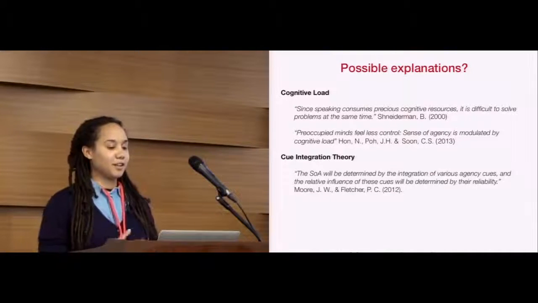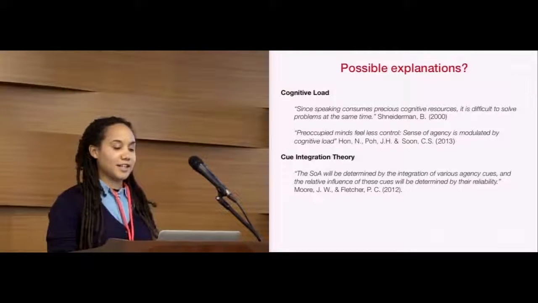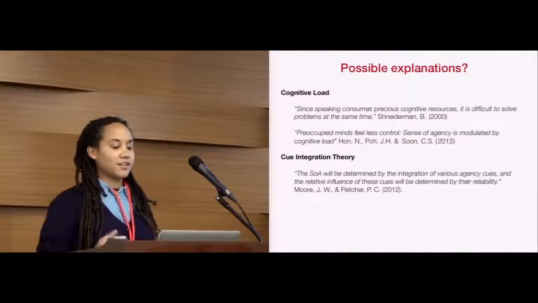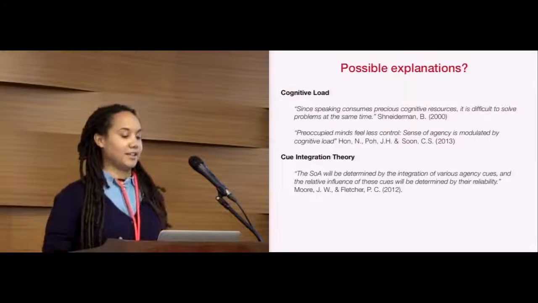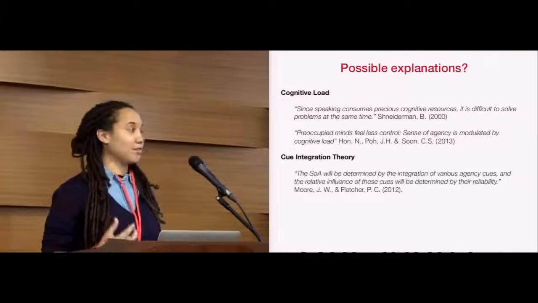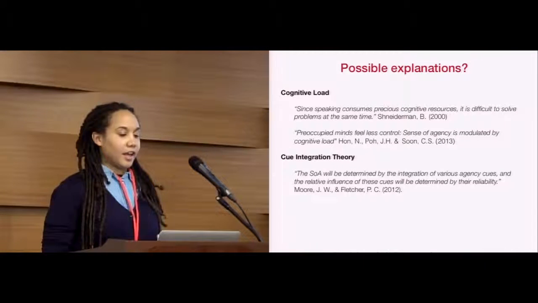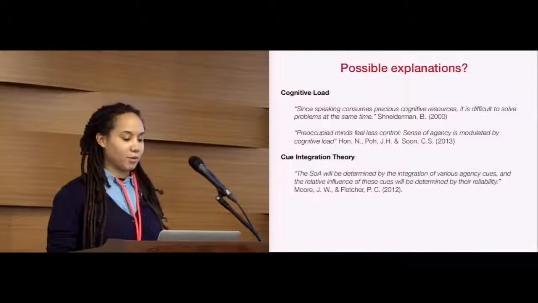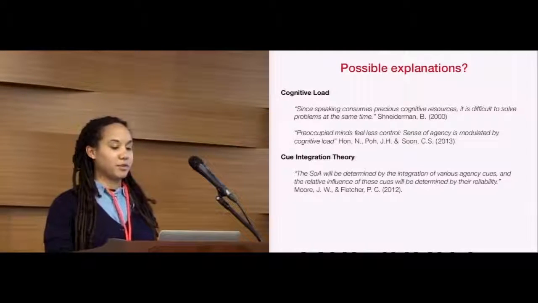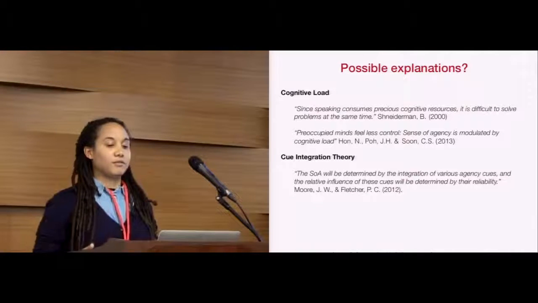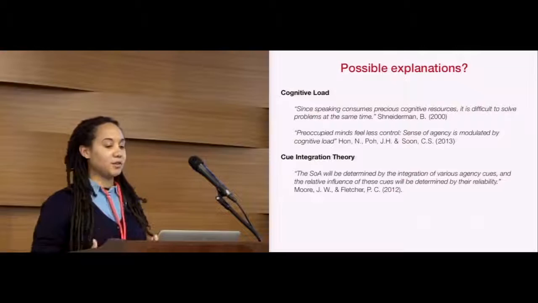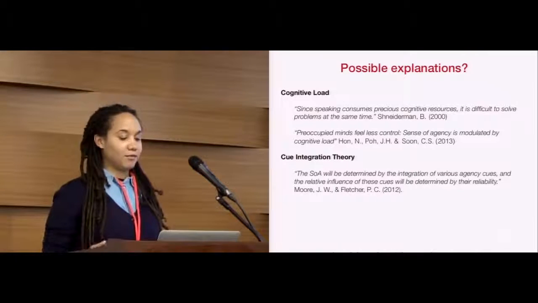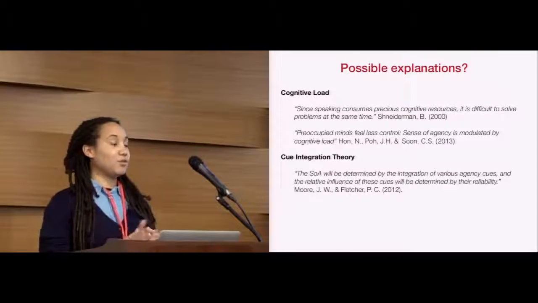The second possible explanation comes from cue integration theory, which is the idea that all the cues surrounding our actions and outcomes, such as proprioception and vision, are integrated together and weighted by their reliability to give rise to an estimation of the most likely cause of an action. And there are obviously differences in the agency cues that we experience when we press a button compared to when we make a verbal command. So this also may explain the results. For design implications, perhaps adding additional cues surrounding the verbal command, such as visual or audio or haptic information, may help the user feel more in control.